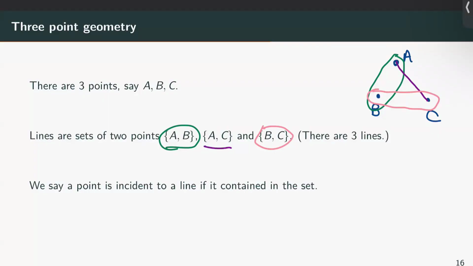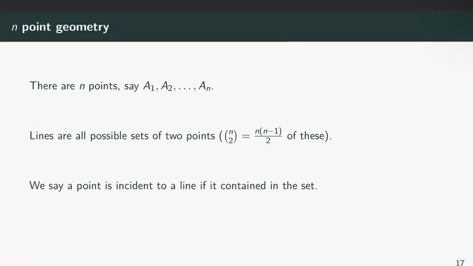And then finally, the second axiom is that every line has at least 2 points incident to it. In this case, every line has exactly 2 points incident to it. Okay, and we can do basically the same thing with n points for arbitrary n.